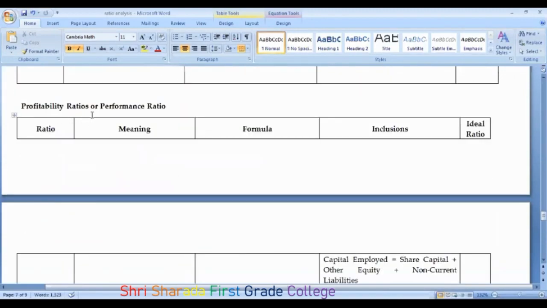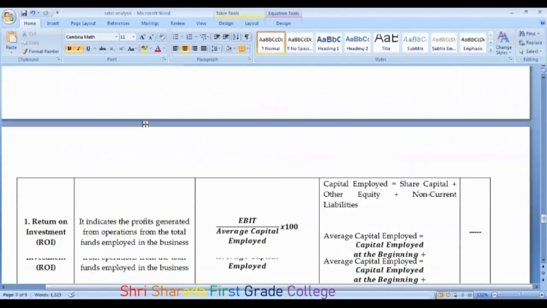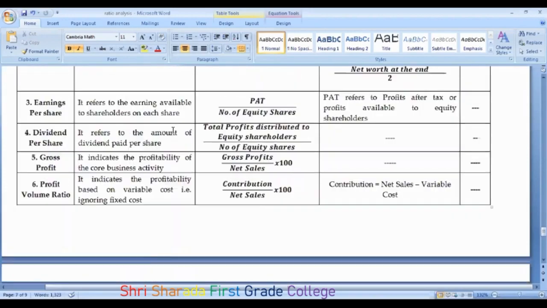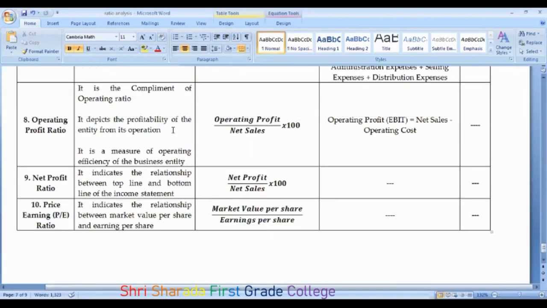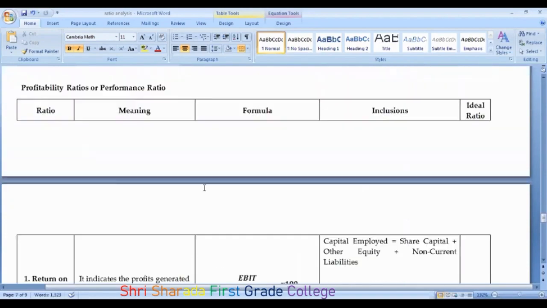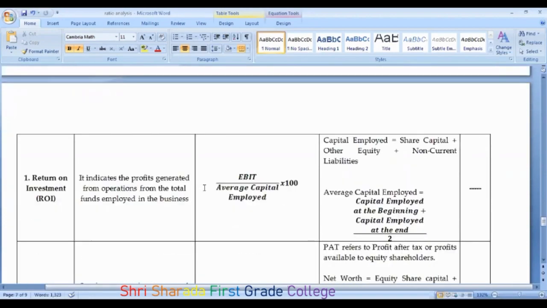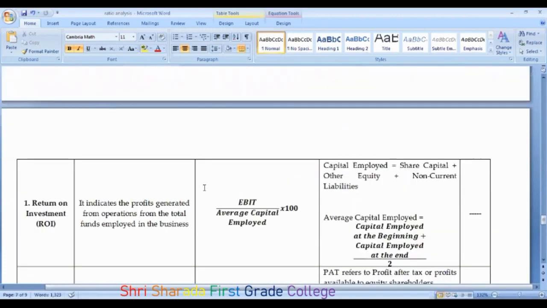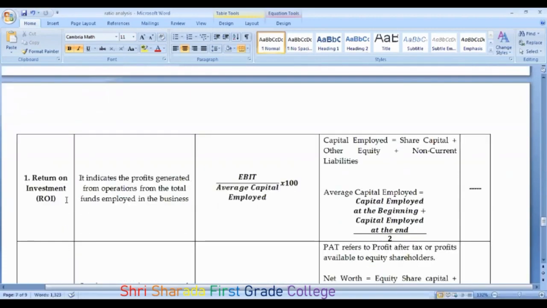Then there is the profitability ratio or performance ratio. This formula purely speaks about the performance of the company, or how well the company can perform. Here also you don't find any ideal ratio. First is return on investment, which indicates the profit generated from operations from the total funds employed in the business. So EBIT will be compared with the average capital employed, multiplied by 100.